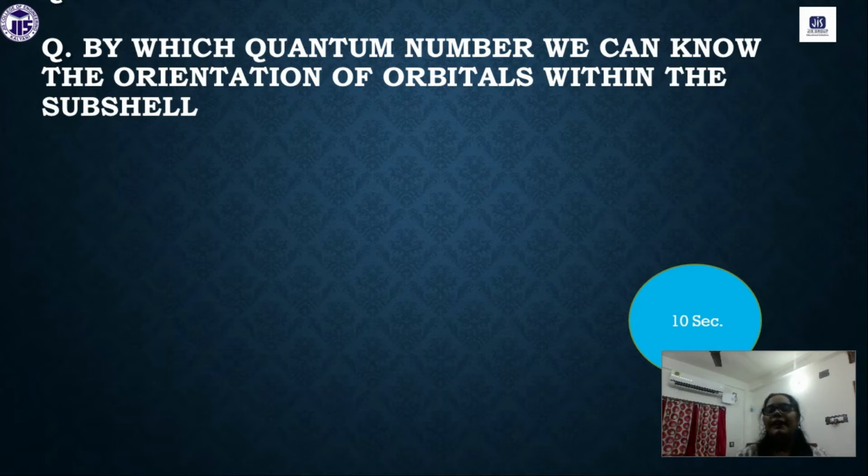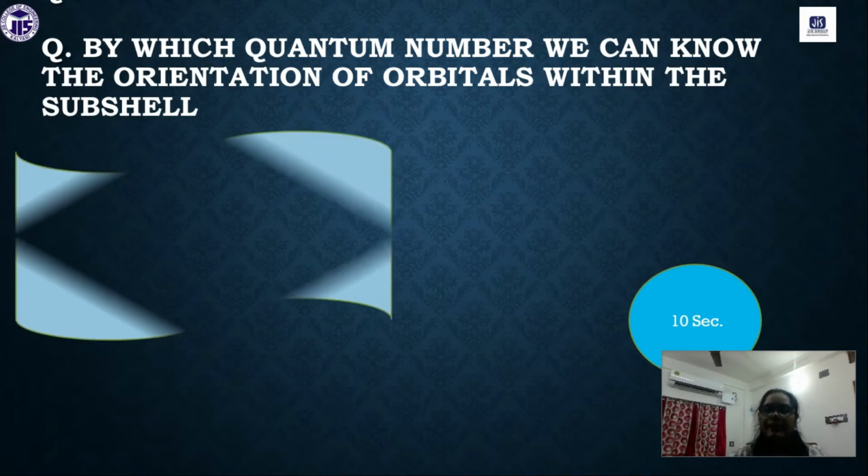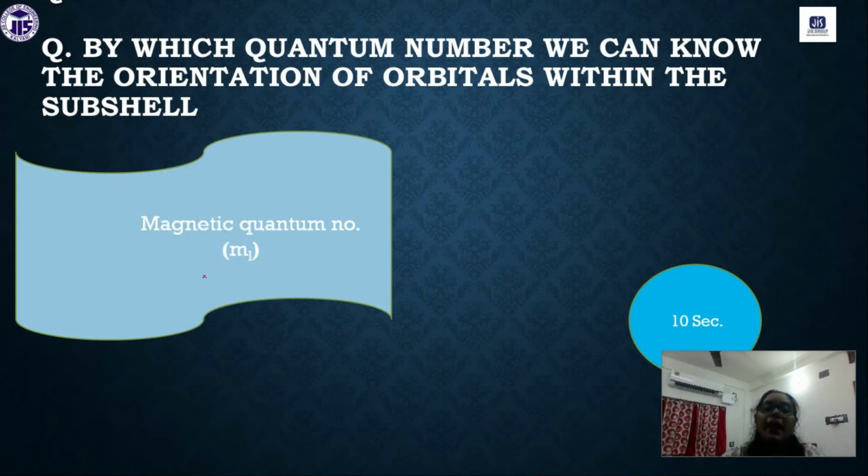Yeah, your 10-second time is over, and you are absolutely right. Yes, it is the magnetic quantum number. From the magnetic quantum number, we can know the orientation of the orbitals. Okay, so from this quantum number, like d orbital, if we apply the magnetic field, what will be the orientation of d orbital?